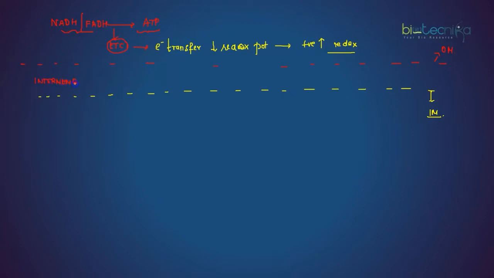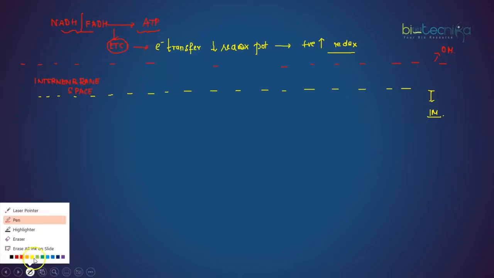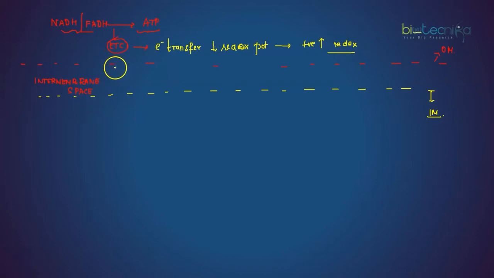And usually all the complexes are embedded in the inner membrane. All the complexes like complex number 1, complex number 2, complex number 3 are actually present here. So let me make complex number 1. So this is going to be complex number 1, and this complex number 1 is called NADH dehydrogenase, ubiquinone oxidoreductase.